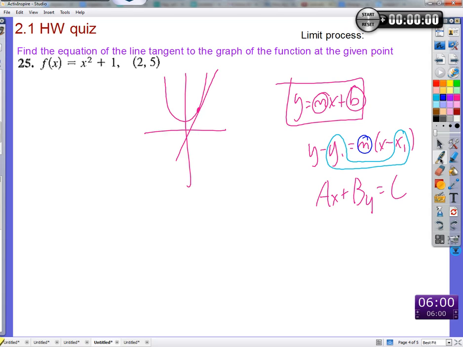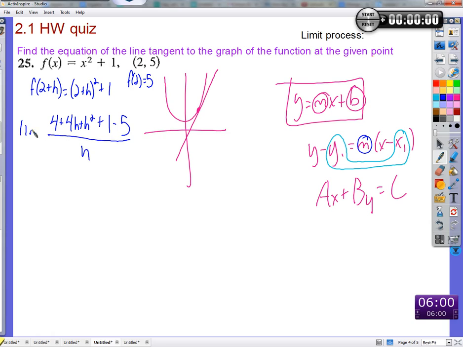All right, so let's find the slope of this thing. F of 2 plus h, we need to find f of 2. Well, this is kind of silly. F of 2 is 5. That's already done. Okay, f of 2 plus h will be 2 plus h squared plus 1, which is 4 plus 4h plus h squared plus 1. Minus f of 2, over h. Then we take the limit as h goes to 0. 5 plus 1 minus 5.